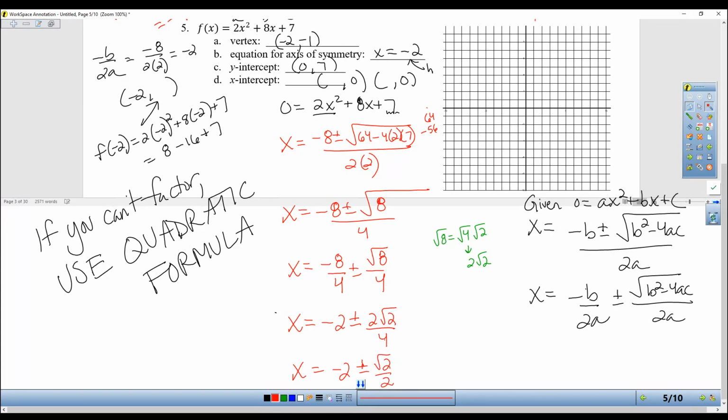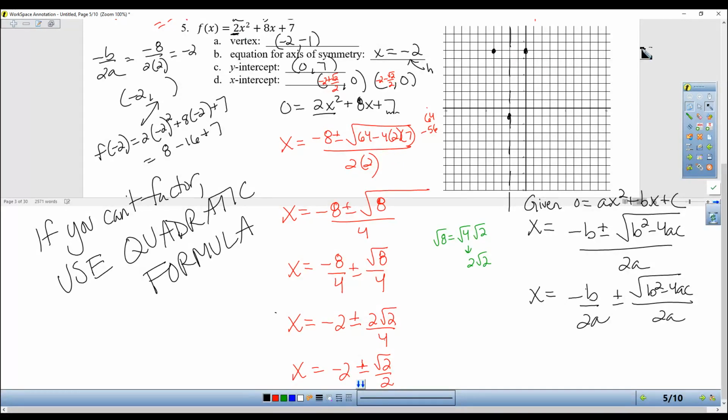And if you're thinking, golly, that was a ton of work for the x-intercepts, you don't need it to make the graph. You only need this if I ask you what the x-intercepts are. So negative 2 plus the square root of 2 over 2, negative 2 minus the square root of 2 over 2. Those are the x-intercepts. Do I need it to make the graph? I do not. Vertex negative 2, negative 1. Axis of symmetry at negative 2. Y-intercept at 0, 7. Which means there's also a point over there by symmetry.